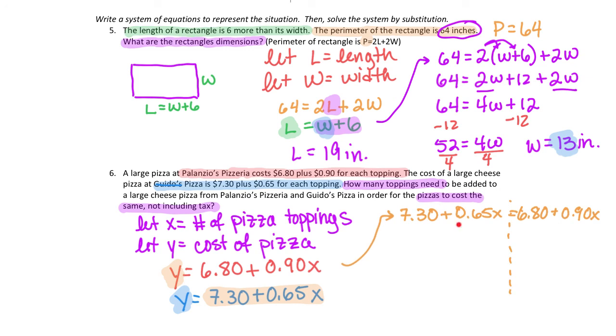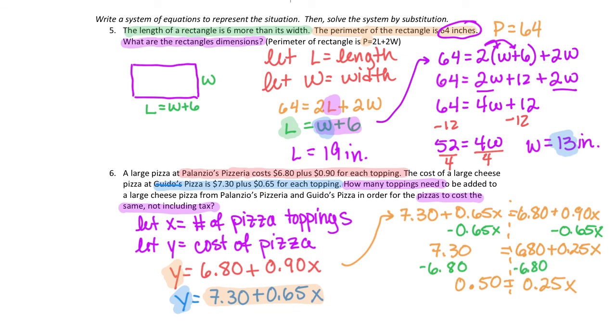What I'm noticing is this is smaller than that, so I like to do light lifting. I'm going to move the small to the other side. So I subtracted the 65x from both sides, and this is what I'm left over with. Now I'm going to move this away from that variable, so I'm going to subtract the $6.80 from that side. All right, and that leaves me with 50 cents is equal to 25 cents times X.